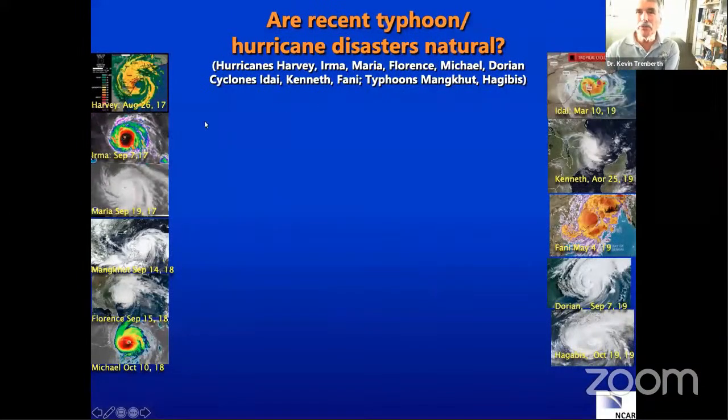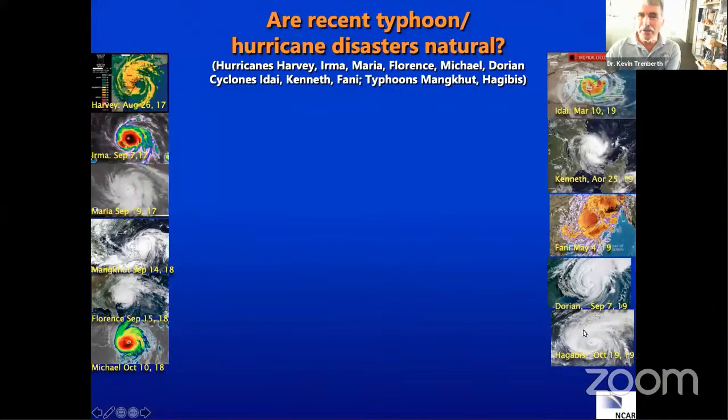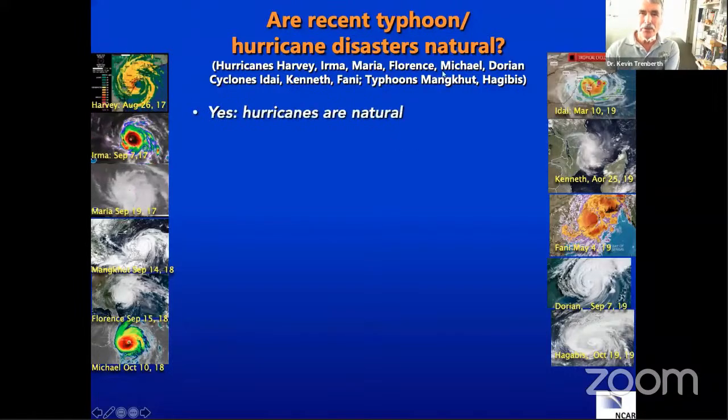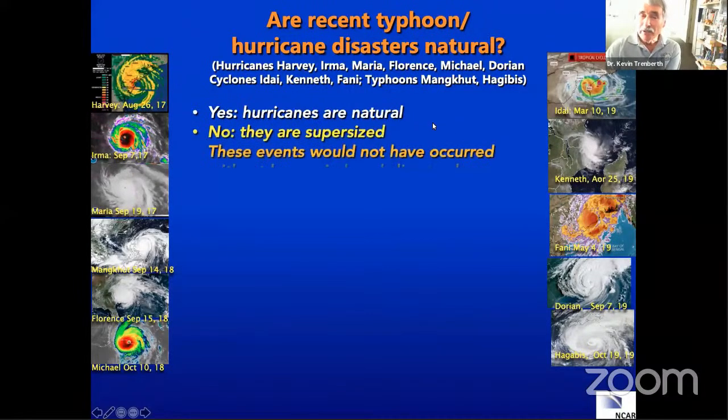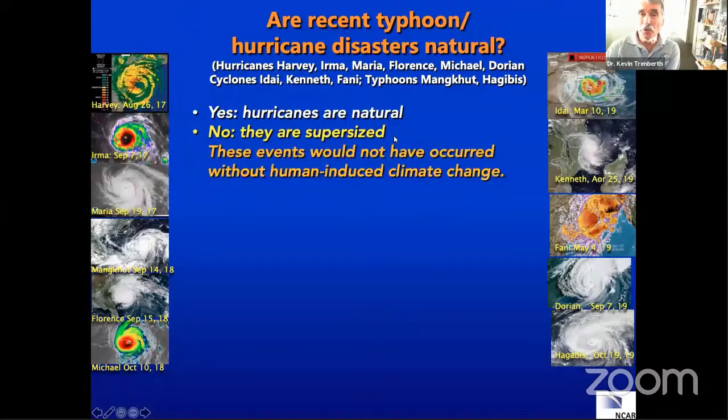And so these are examples from 2017 to 2019 in the Atlantic, in the Pacific, and in the Indian Ocean. The answer to the question at the top of the page is that, yes, hurricanes are natural, but they're now supersized. There's more activity than there used to be, and these events would not have occurred in the way in which they did without human-induced climate change.